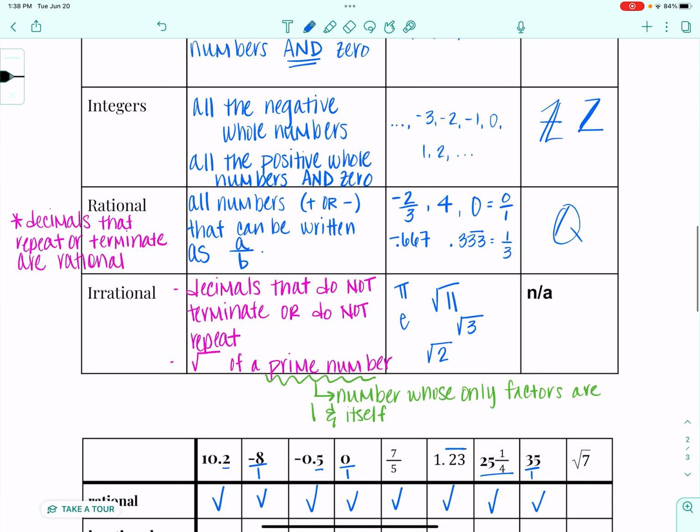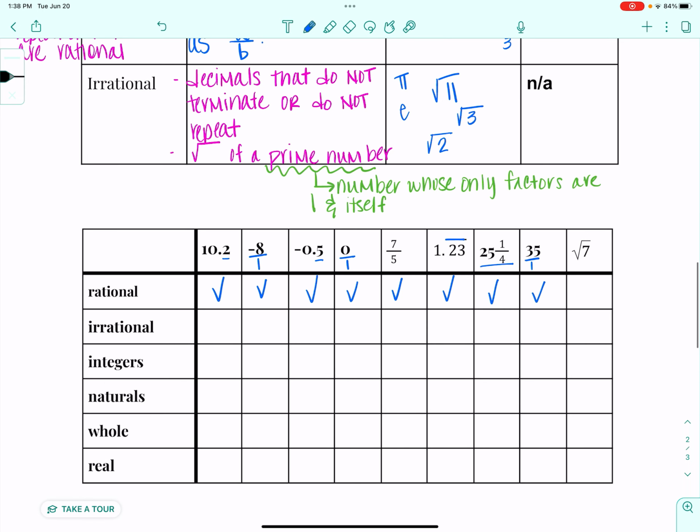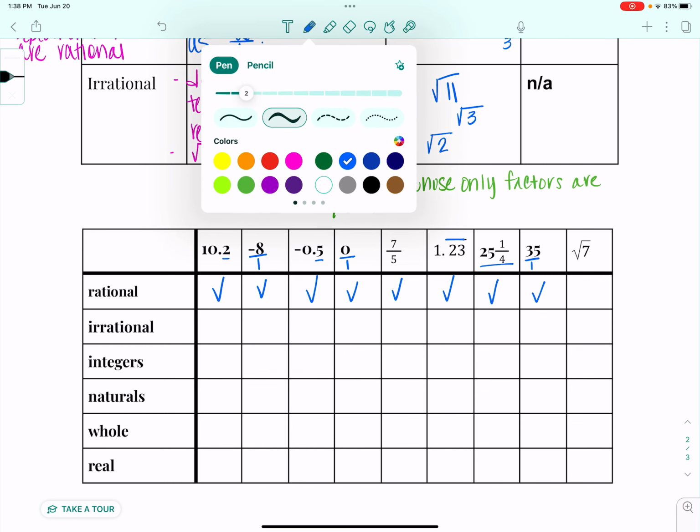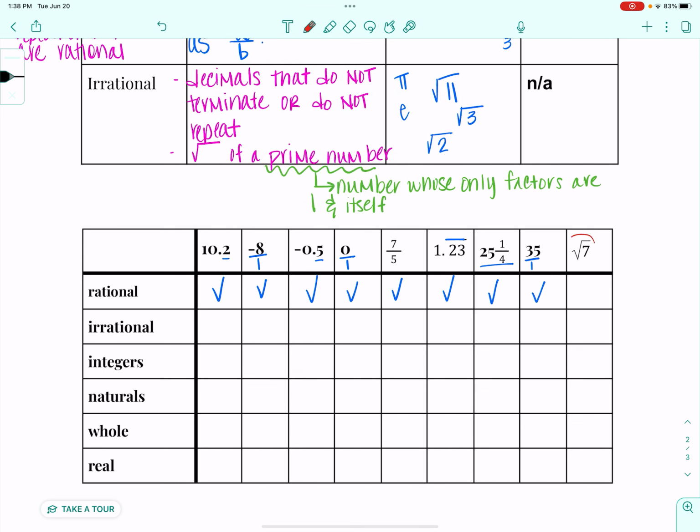Now the irrational numbers were the ones that don't terminate, don't repeat, or are the square root of a prime number. Well, the only option we have is this square root of 7. It was the only one that wasn't rational, so it had to be irrational. 7 is a prime number, so when we take the square root of it, we're going to get an irrational number.